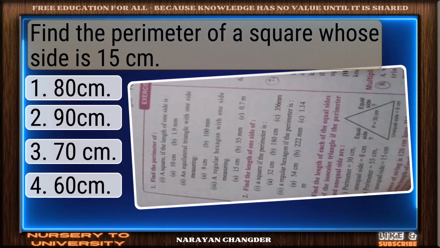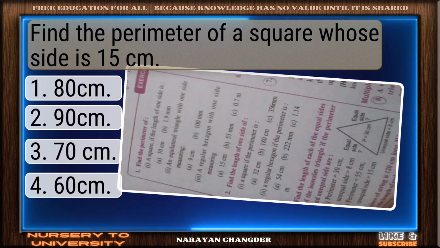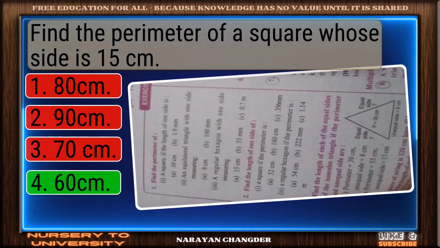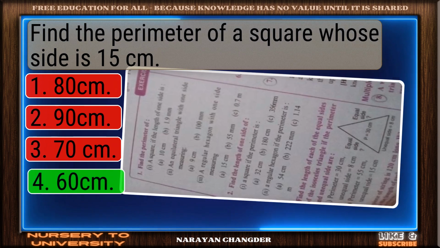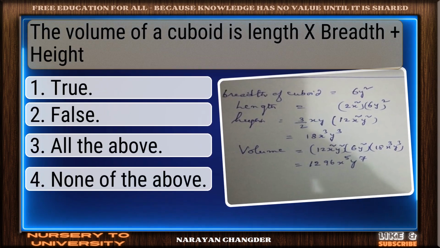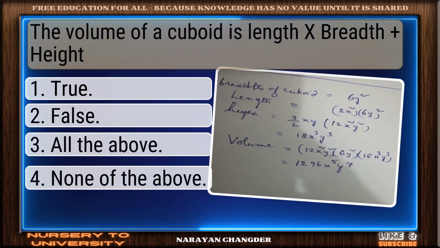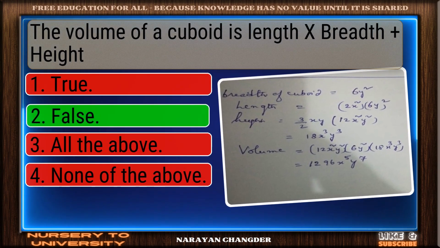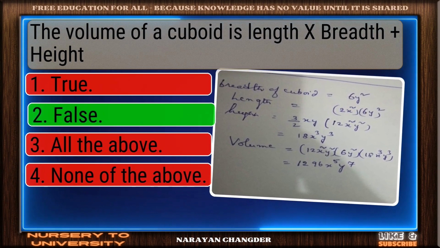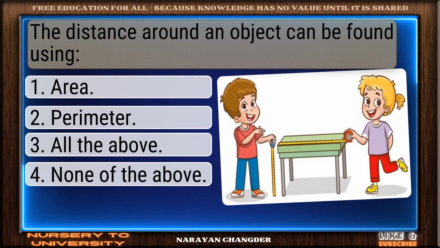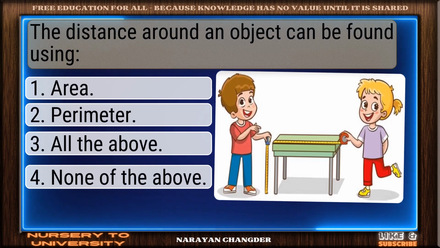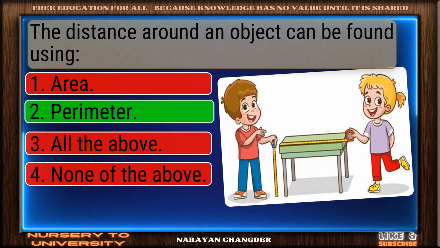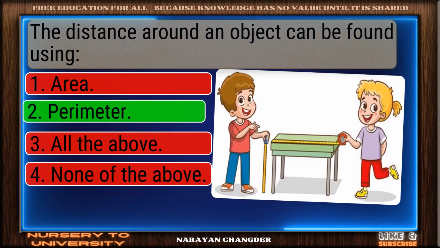Find the perimeter of a square whose side is 15 cm. Well done. 60 cm is the right choice. The volume of a cuboid is length x breadth plus height. Great job. False is the accurate answer. The distance around an object can be found using. Bravo. Perimeter is the answer.